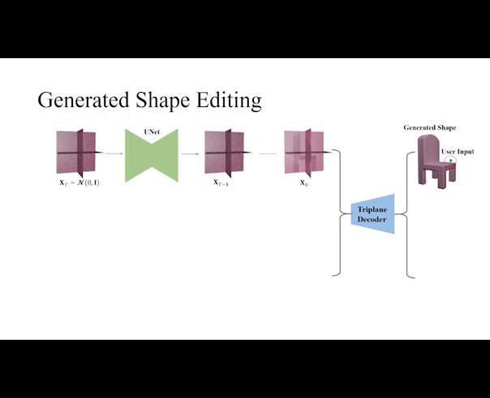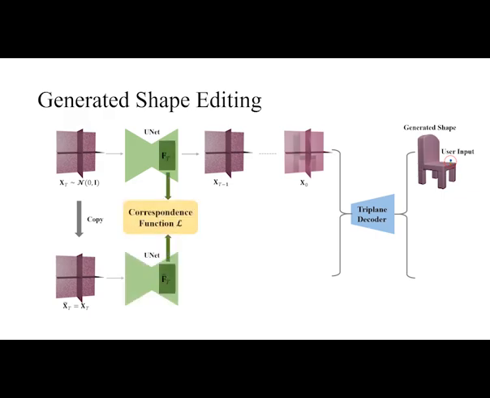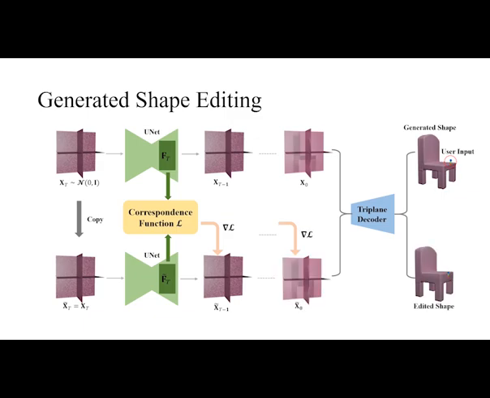When incorporating user input, we copy the latent code and pass it through the init. By leveraging strong feature correspondence, we establish a classifier function between the features of the source shape and those of the edited shape generation. We then utilize these gradients to adjust the noise representation at the next time step. Continuing in this manner, we ultimately obtain the edited shape that satisfies user requirements.